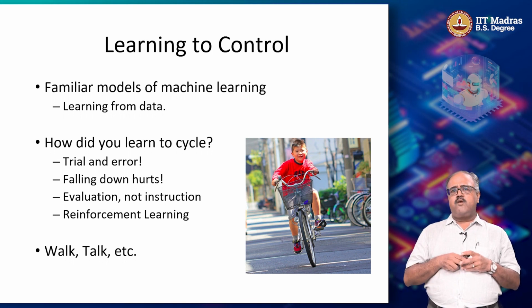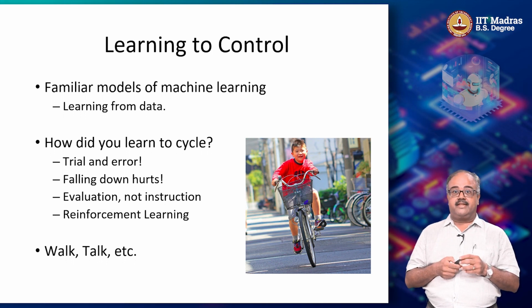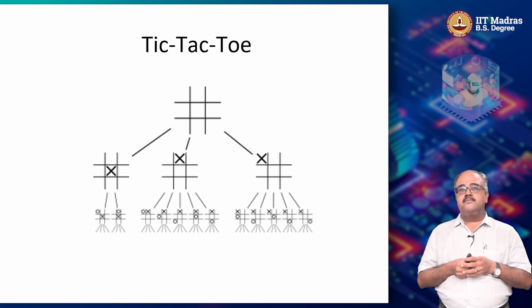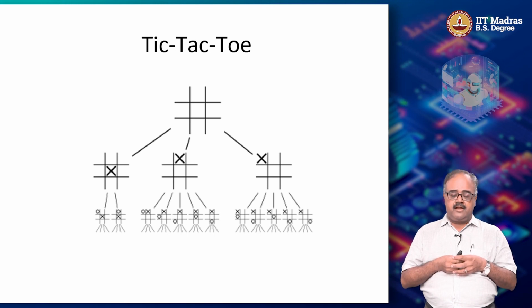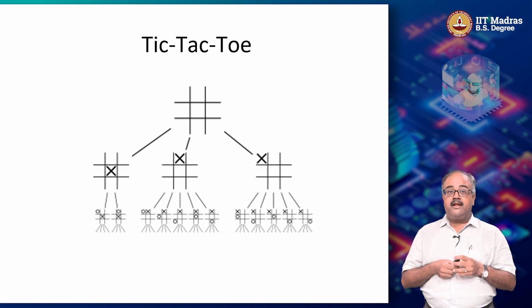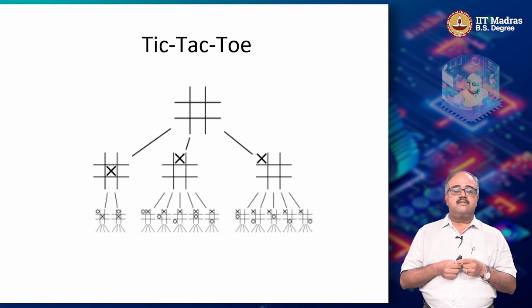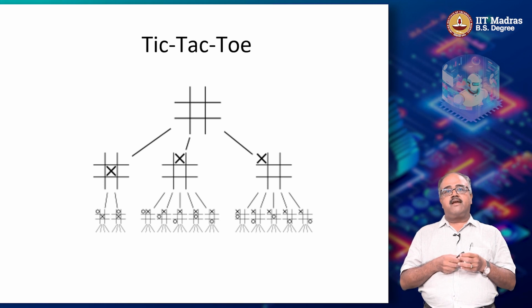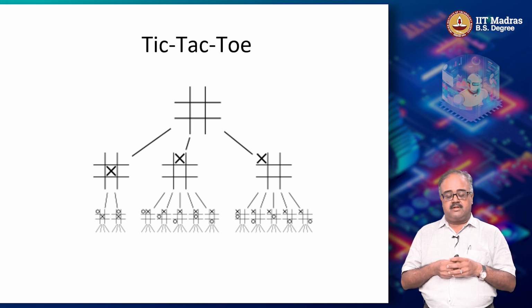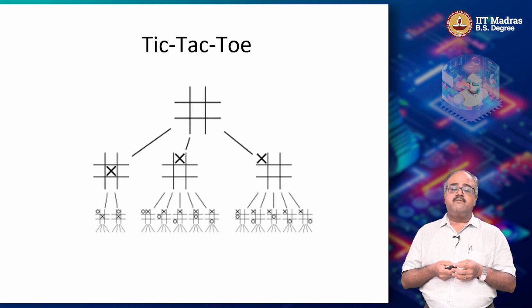I'm going to start off with a very simple example. Let's not worry about cycling or walking or controlling robots or something like that. Let's take a simple game of tic-tac-toe. I presume all of you know how to play tic-tac-toe, right? You start off with an empty 3x3 grid, and then you take turns putting an X or an O on the board. At the end, if you get either 3 X's in a row or 3 O's in a row, then you win. Otherwise, if neither of you gets 3 in a row, then the game is declared a draw. So that's a very simple game, and most of you probably know how to play this game optimally so that you never lose, even if you don't win.